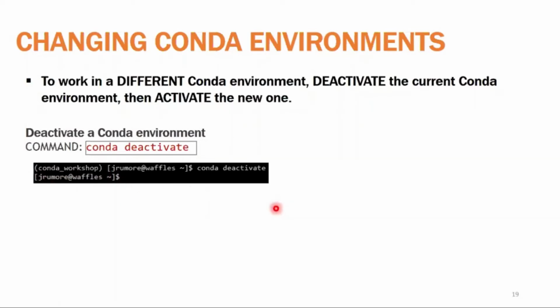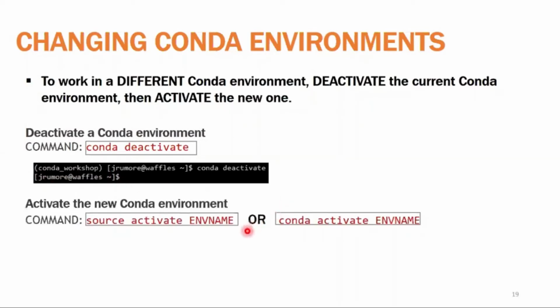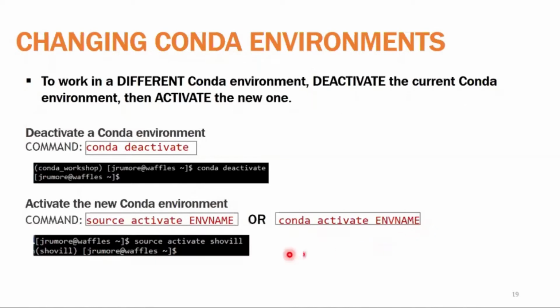Now I can activate the environment I want to work in using either source activate followed by the environment name, or conda activate. In this example, I am activating the shovel conda environment, which now appears beside my username in the terminal, indicating that it is active.